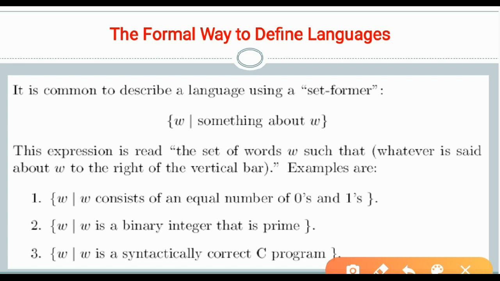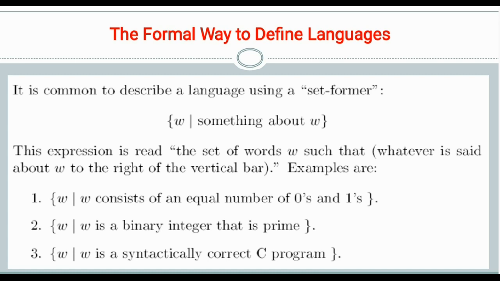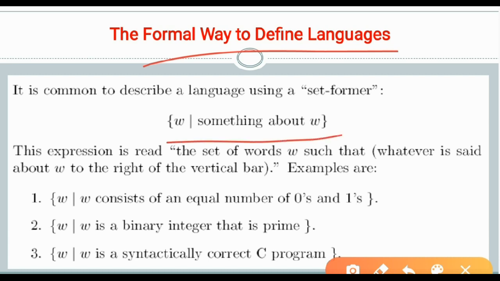Any language you may take, in general, will be denoted like this: w / something about w. It is very important to understand the formal way of defining a language, or any of the finite automata statements. You are representing w / something about w. The something is nothing but a condition, or a constraint.